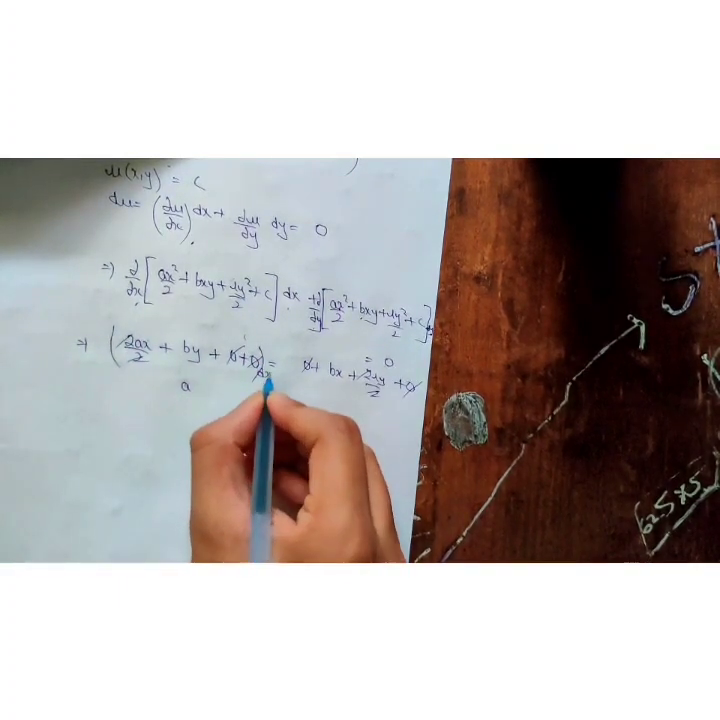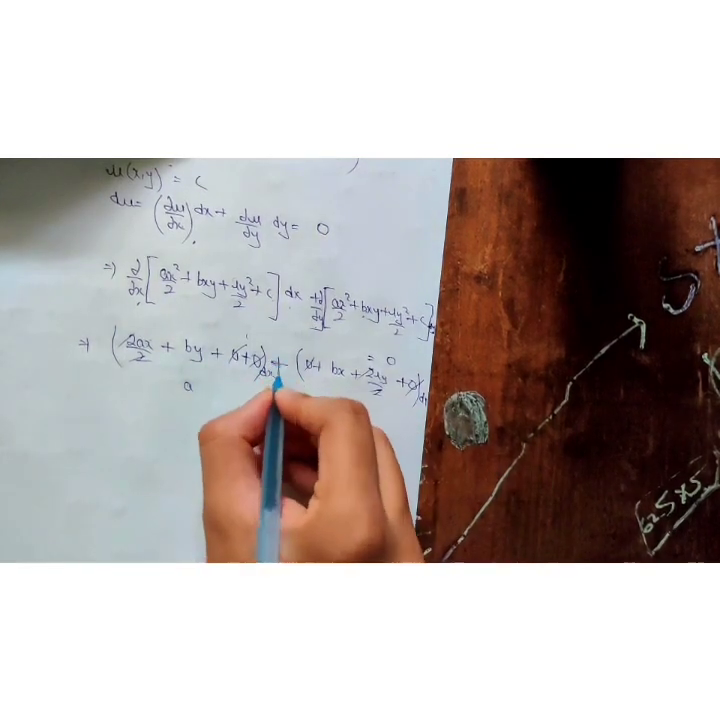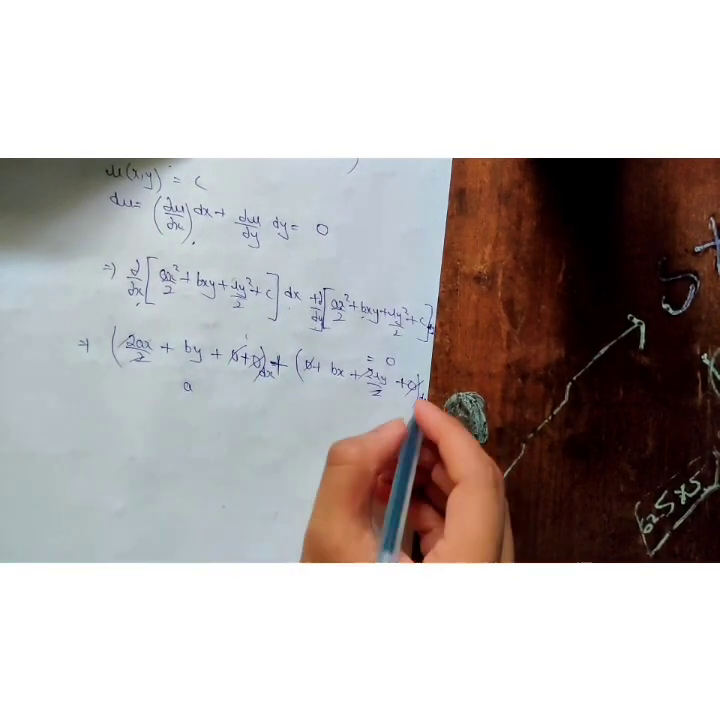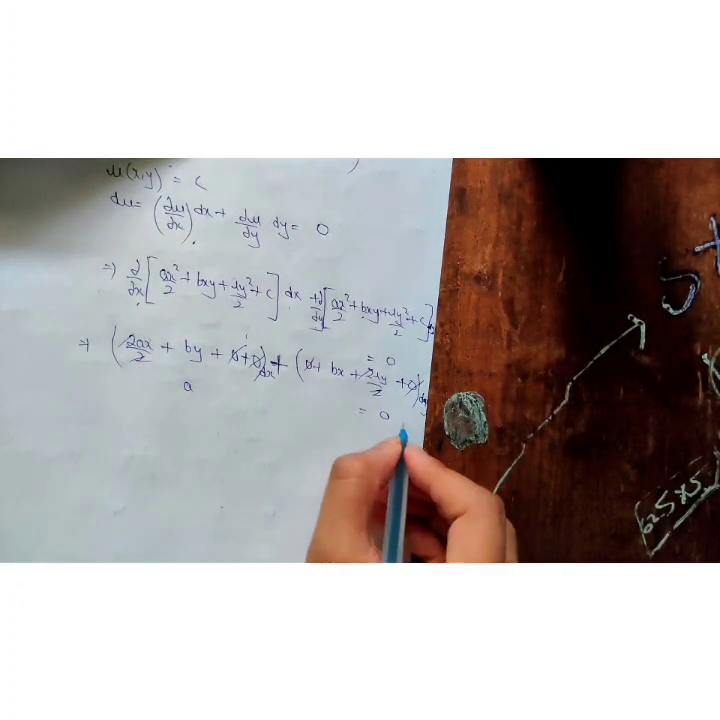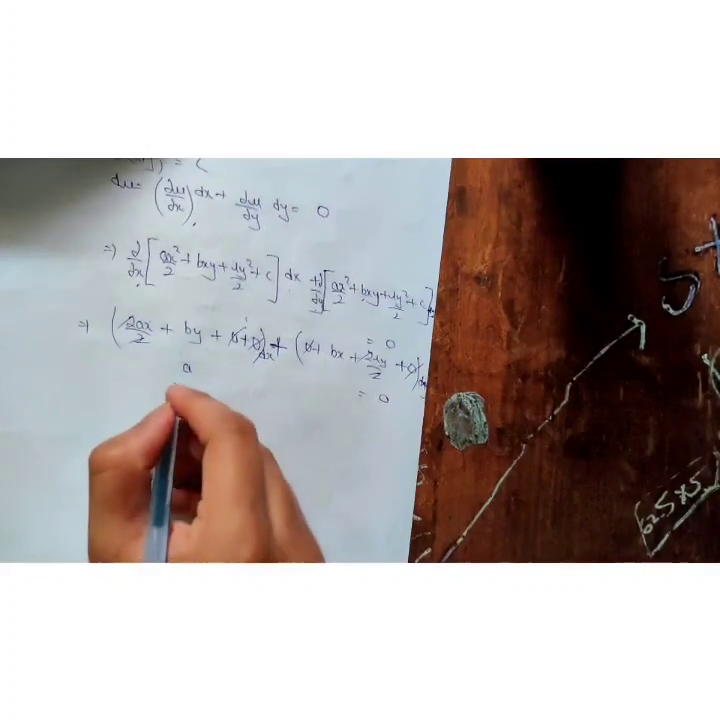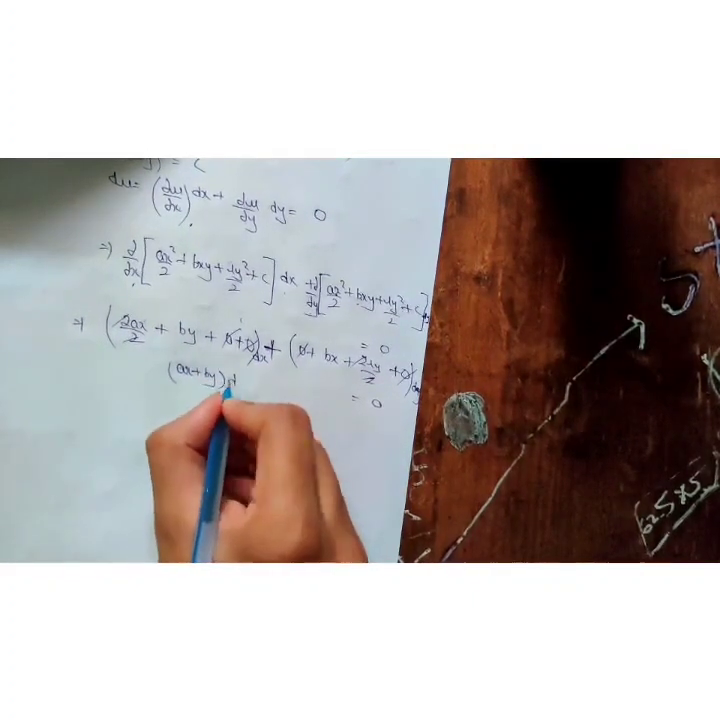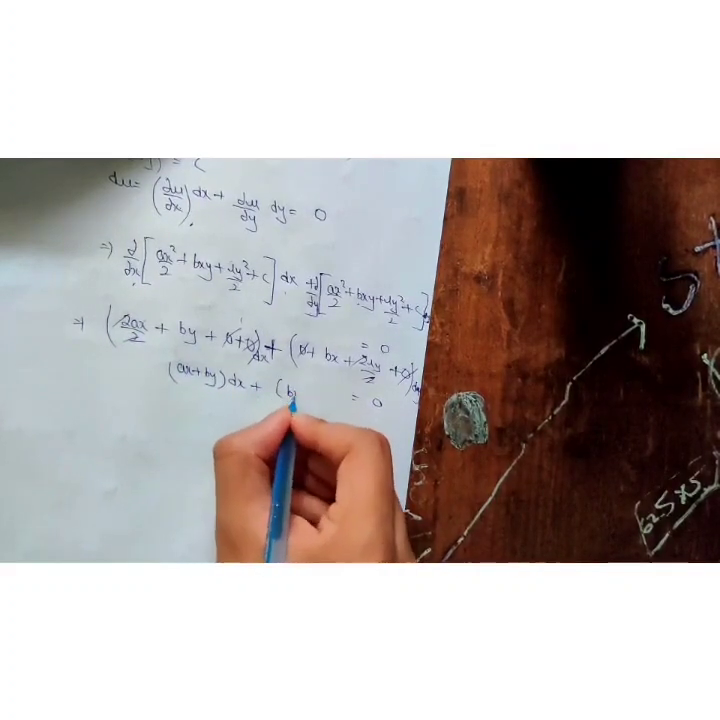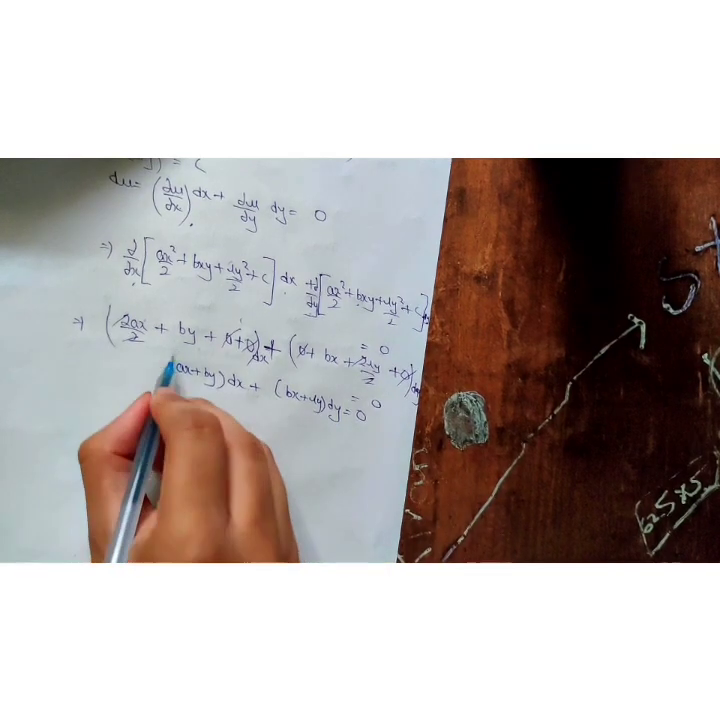So don't forget this. I'm sorry guys, it's a really big mistake. Don't forget dx and dy. Small mistakes, guys, I'm sorry. This plus this is equal to 0. I'm really sorry, I had equated it. No, it has to be plus. So (ax plus by) dx plus (bx plus ly) dy is equal to 0.